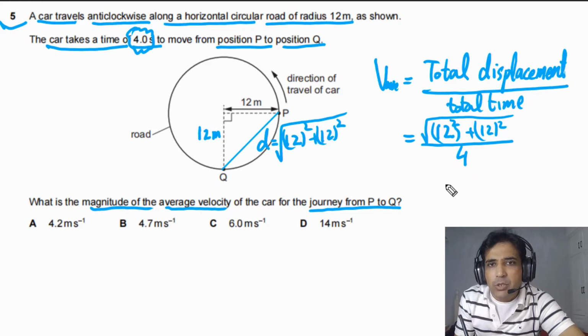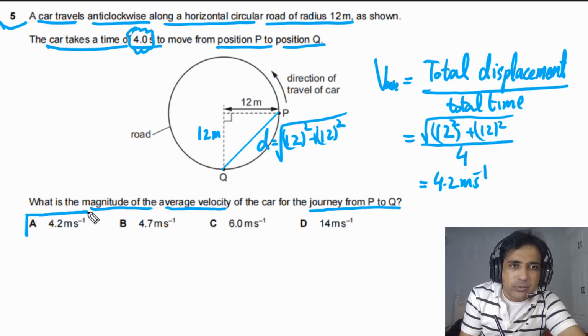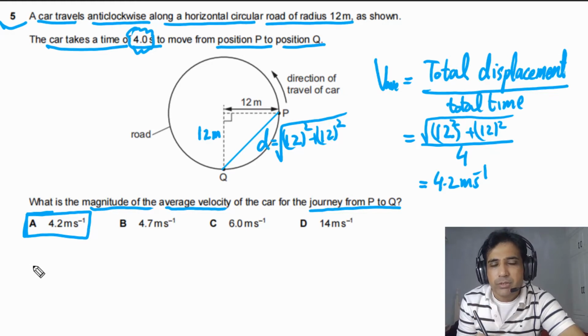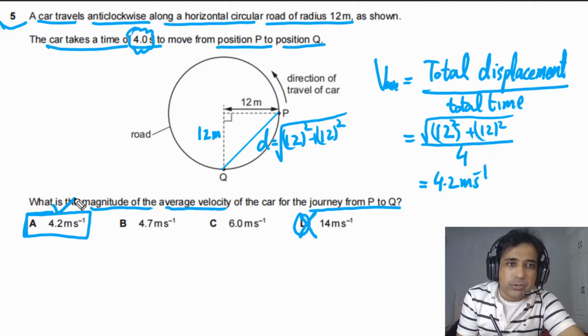Now if we solve this, our answer for this question will be equal to 4.2 meters per second. So the correct option for this question is A. A is the right answer. Most of the students did it wrong in this case because they got confused between average velocity and average speed. They used total distance divided by total time and they got answer D, and D is the wrong answer. This is average speed, not average velocity. So the average velocity is equal to 4.2 meters per second, and this is the right answer.